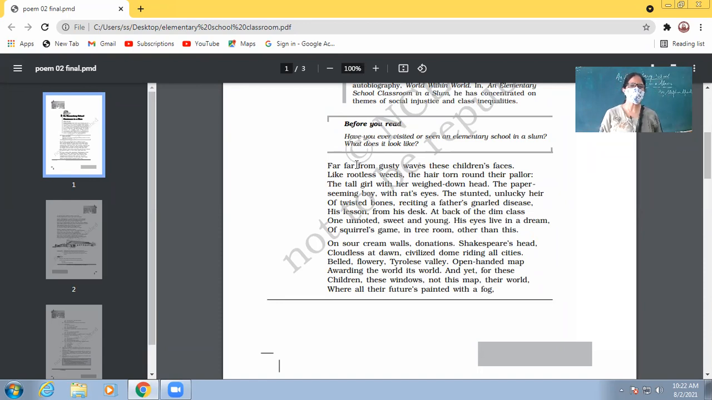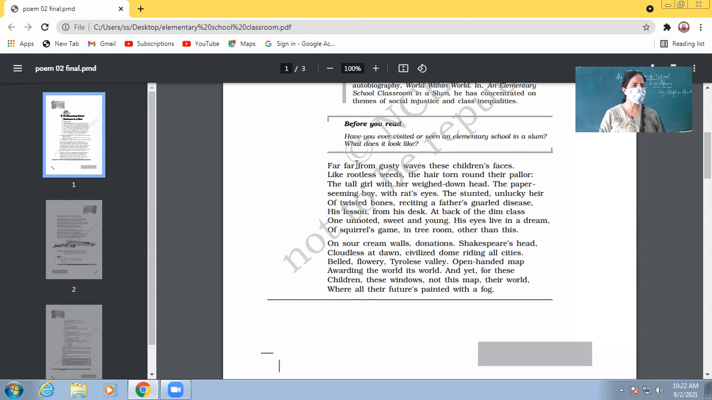So these children's faces like rootless weeds. The faces have been compared to rootless weeds. So here is the simile, like rootless weeds. Faces compared with rootless weeds. It's a simile. Like rootless weeds is a simile. S-I-M-I-L-E. Note down, all of you. So like rootless weeds is a simile.